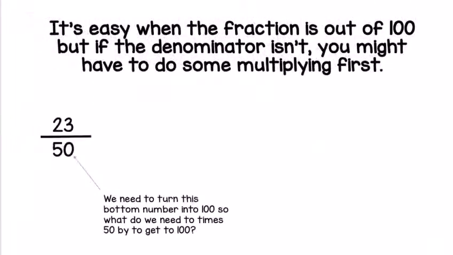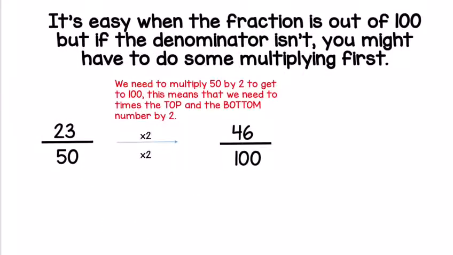Another example is when we have the denominator being 50. So for this example you're looking at now, you have 23 fiftieths. Again, we need the bottom number to turn into 100. So have a think, what do you have to times 50 by to get to 100? Hopefully you'll have realised that you have to multiply both numbers by 2, because 50 times 2 is 100. So as we already know 50 times 2 is 100, you know that's what the denominator is going to be. So the top number, 23 times 2, is 46.